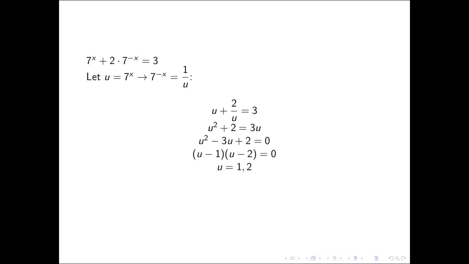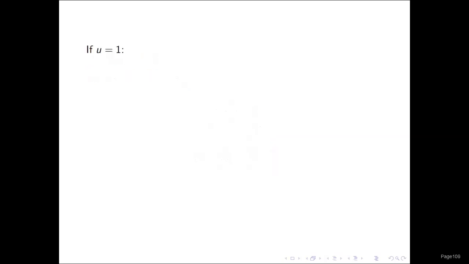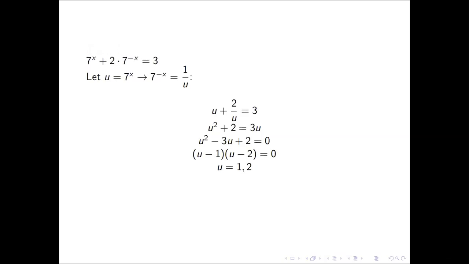Now this has been solved for u, but it has not yet been solved for x, the original variable. So we take each case. Case 1, u equals 1. And don't forget, u equals 7 to the x. So we simply equate this to 7 to the x. So if u equals 1, 7 to the x equals 1. And how do you solve this? Just think of a number to which I should raise 7 to get 1. Any number raised to 0 is 1, so x is 0. That should be easy.